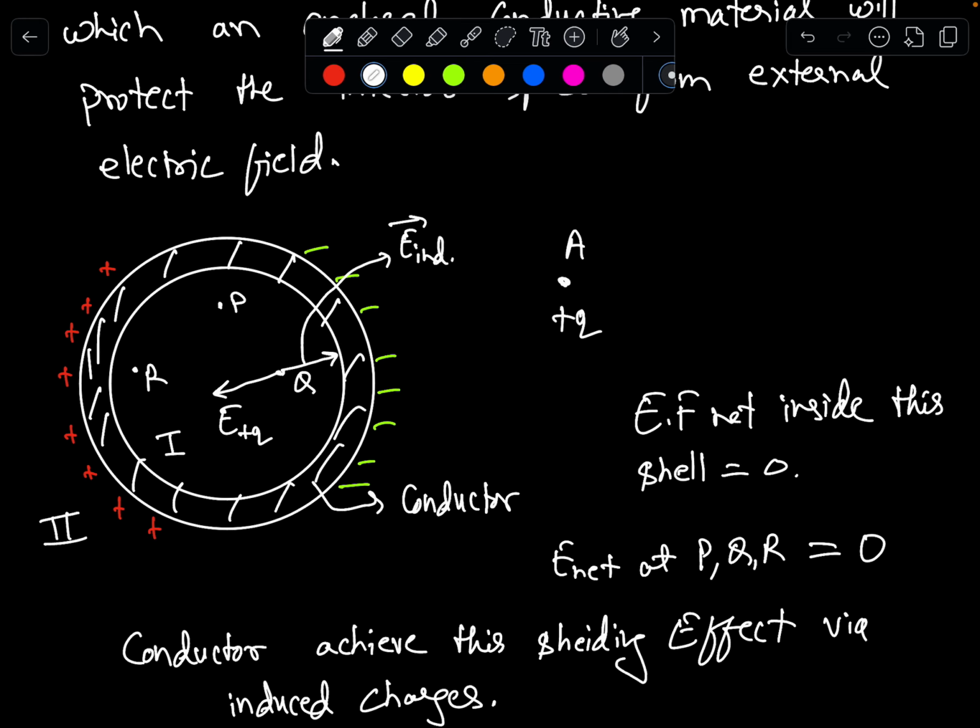So if the plus Q charge is producing an electric field at this point in this direction, then the induced charge will produce an electric field of exactly the same amount but in the opposite direction, and that's how they will cancel each other. They will neutralize each other. Why? Because these electric fields are equal in magnitude but opposite in direction.